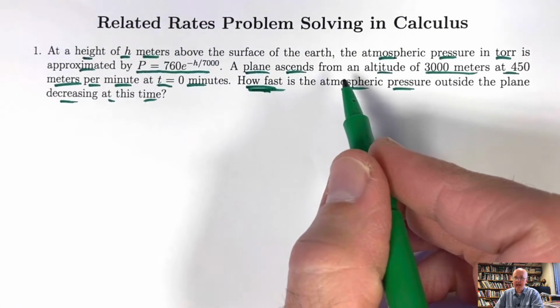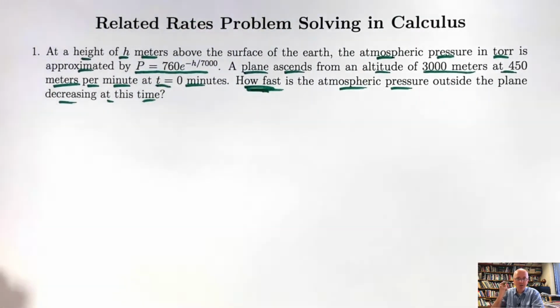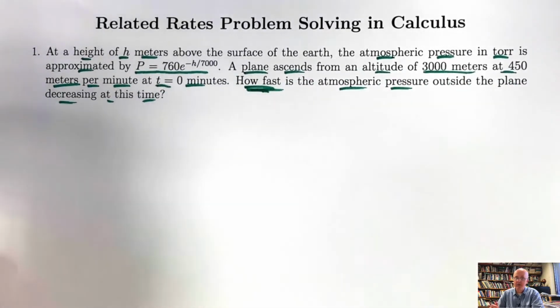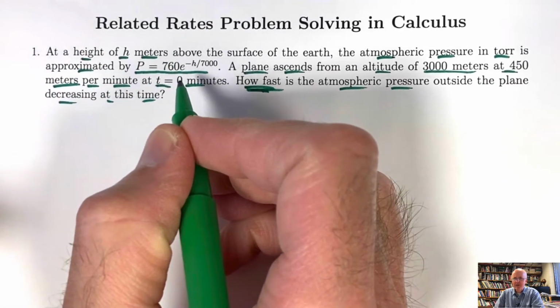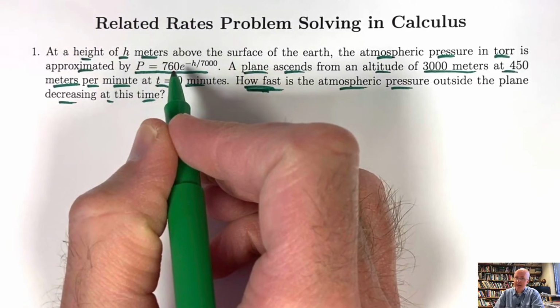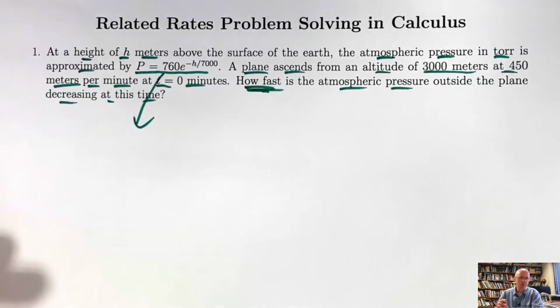In this case, a plane is going up over time. It's at 3,000 meters, say right now, t equals 0, and is ascending, going up at 450 meters per minute. It's going up at a certain speed. That's a rate of change with respect to time. What you need to do is realize that P and H, for this plane at least, depend on time. What I'm about to show you is not the typical way related rates is done. I will show you that way as well, but it's a way that might be less confusing at first.